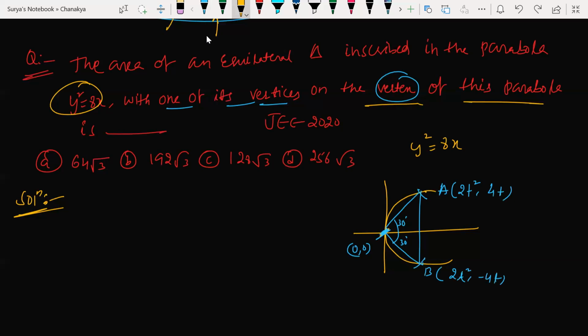So whenever you want to take any coordinates on the parabola, take them in parametric form. A value I'm taking as 2t square comma 4t, and b I'm taking as 2t square comma minus 4t. These are the coordinates on the parabola. Okay, so now what is this point going to be? One second, guys. It is an equilateral triangle, right? This side would always be equal.